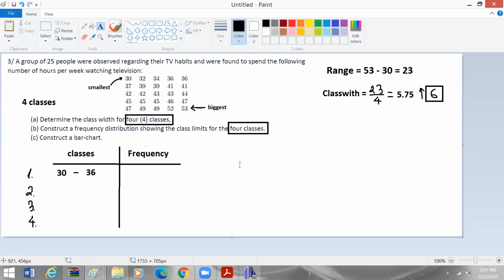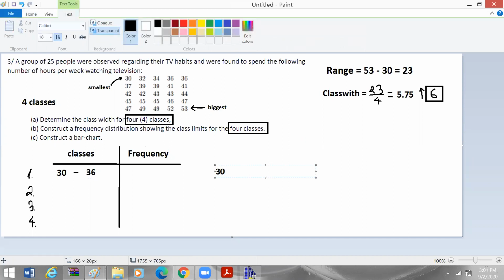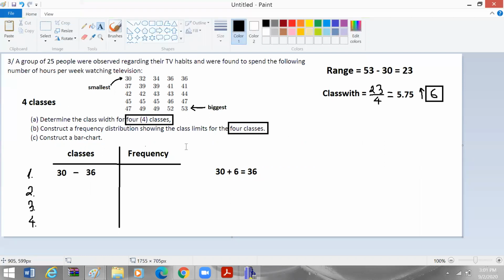Okay, so we can do the math right there, if you don't want to have any calculation mistakes. So 30 plus 6, I believe that would be 36. So we're going to add the class range. Remember, in order to figure out the class range, you first take the smallest value of the data set. You add 6, you get 36.